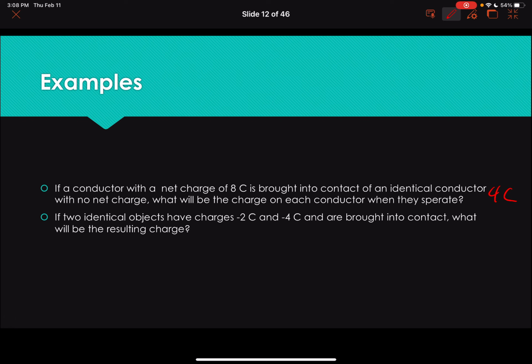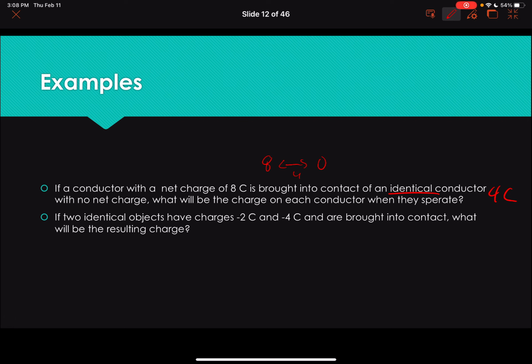We said they're identical. If, again, 2 identical objects with charges -2 and -4 are brought into contact, what will be the resulting charge? So they're going to distribute evenly, so we're going to come to the average. Here the average was between 8 and 0, and so we averaged them, and 4 is the average.